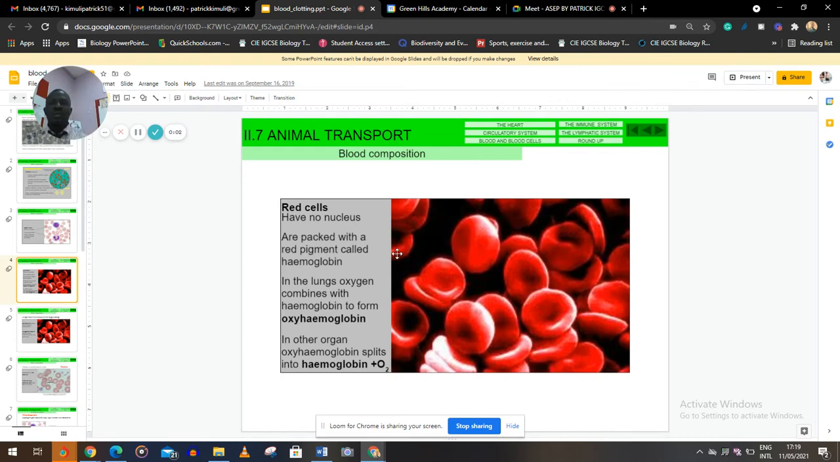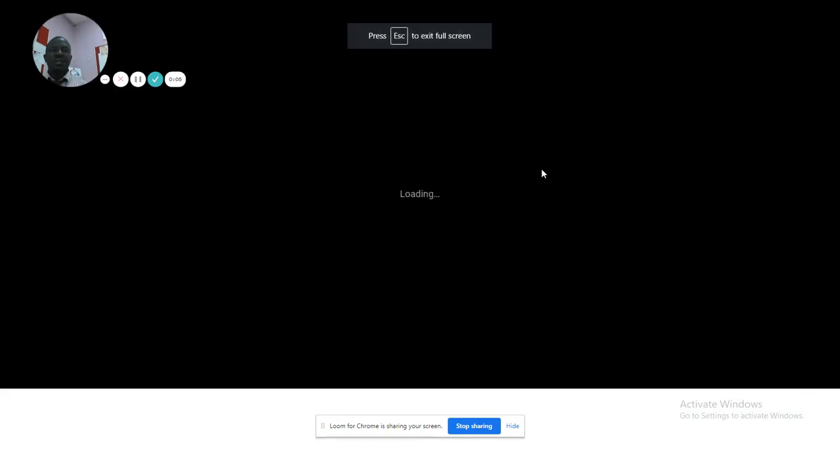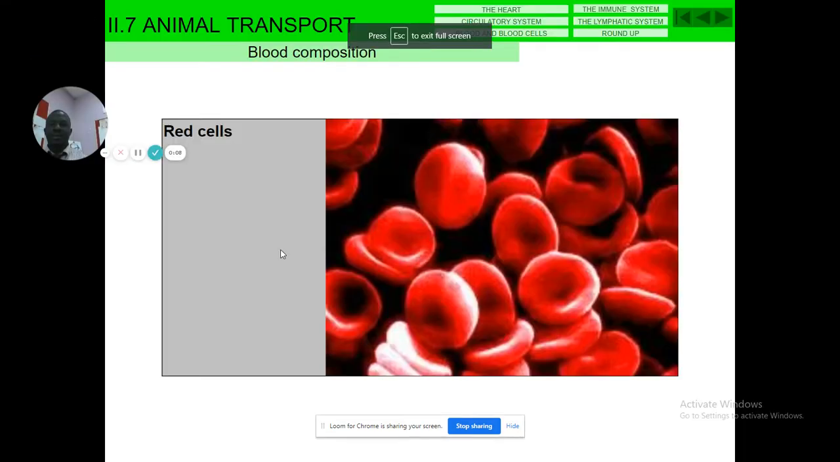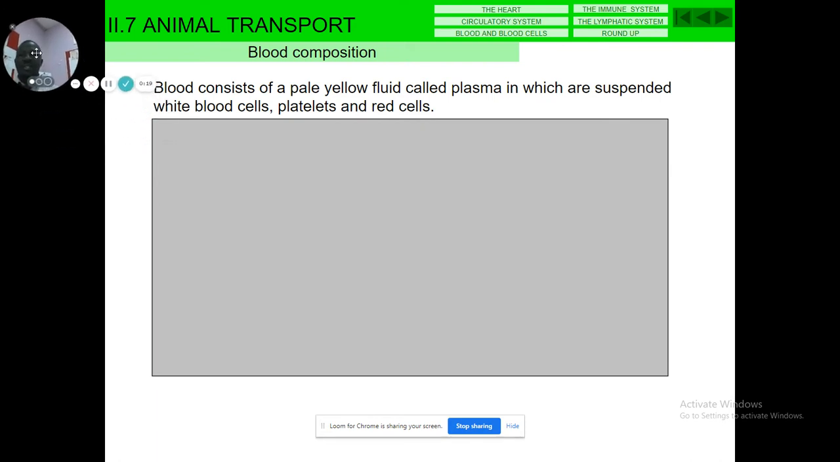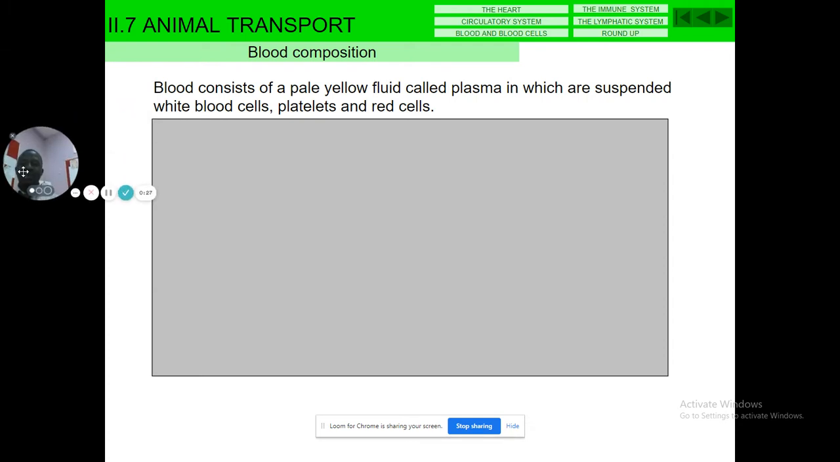Okay, so we are looking at transport in plants, and basically we are looking at blood. Our major discussion here is going to be about blood. What is blood? What makes up blood? The functions of blood, and then we also discuss the immune response of blood, components, and all that stuff.